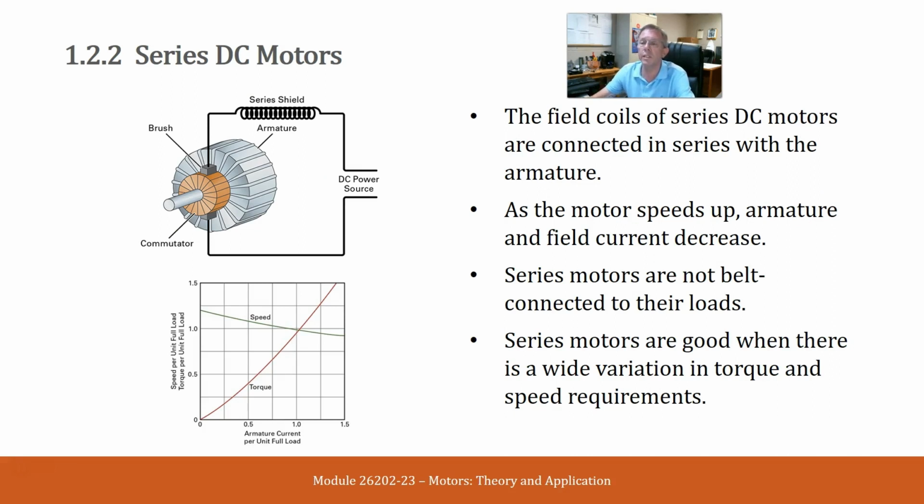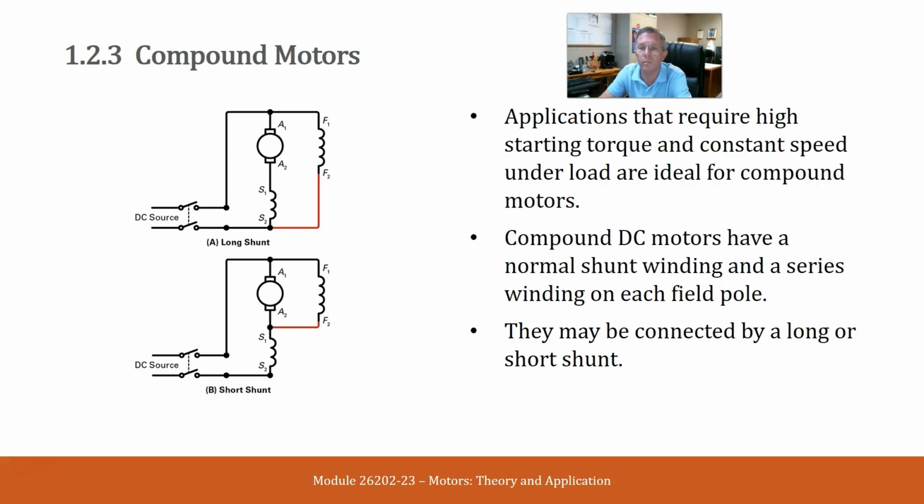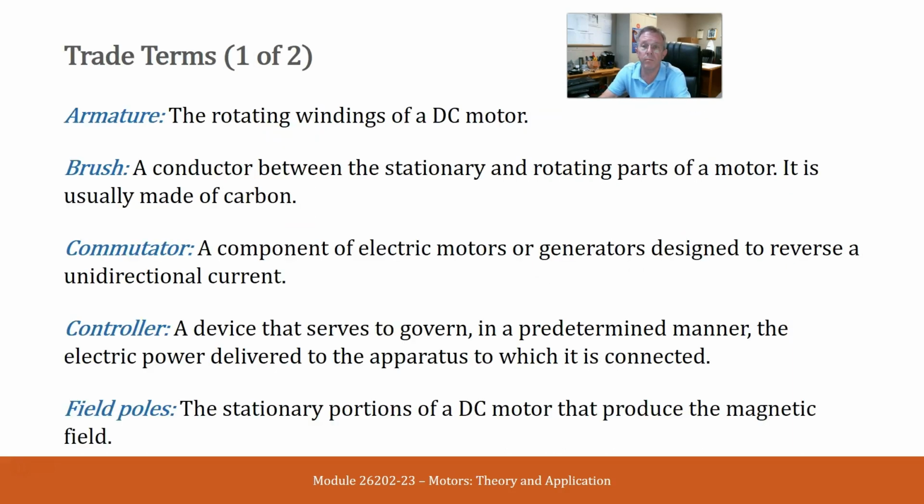The field coils of a series DC motor are connected in series with the armature. As the motor speeds up, armature and field current decrease. Series motors are not belt connected to their loads. Series motors are good when there is a wide variation in torque and speed requirements. Applications that require high starting torque and constant speed under load are ideal for compound motors. Compound DC motors have a normal shunt winding and a series winding on each field pole. They may be connected by a long or short shunt.